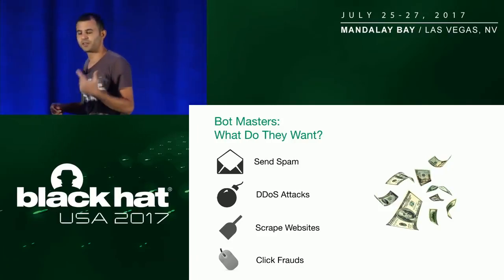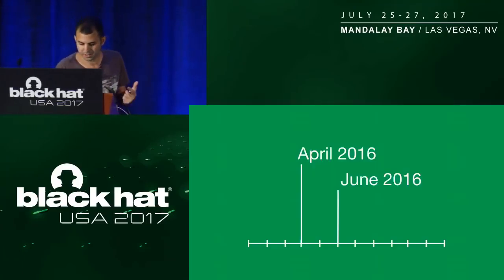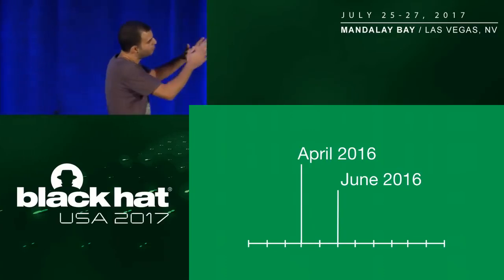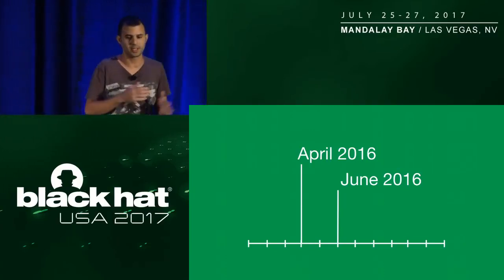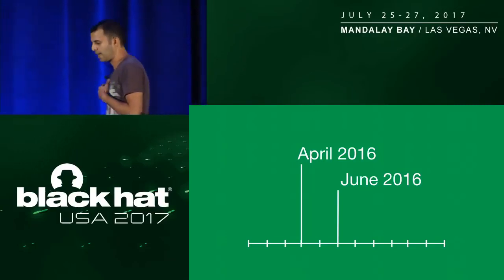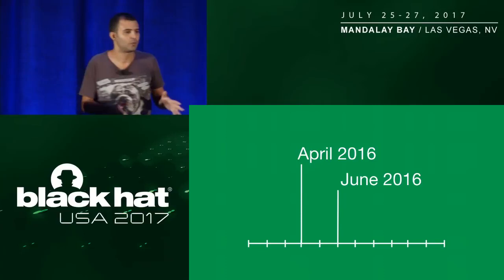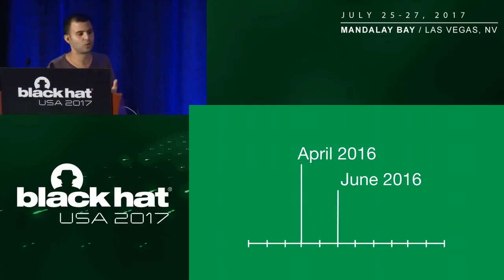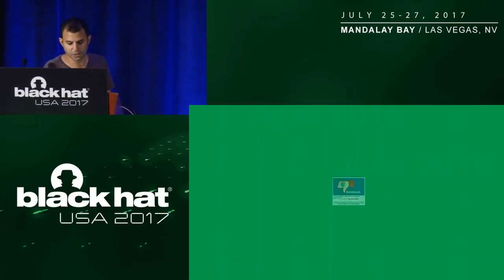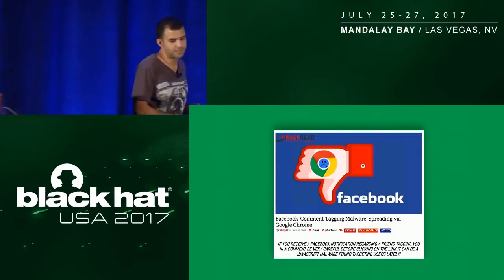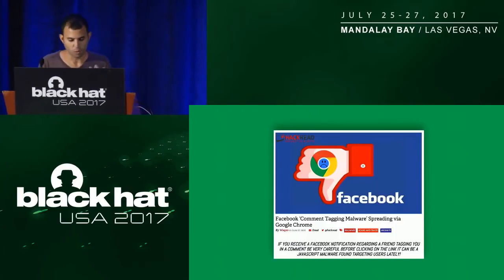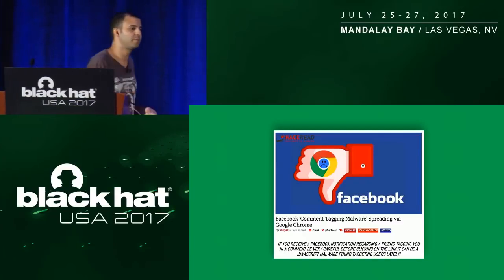And I want to show you another example that happened just 2 months later. June 2016. In April, we struggled with these attackers for a while, and in the end, we blocked them. But 2 months later, a new attack came to our knowledge. It was in the news, and it said that a Facebook comment tagging malware is spreading via Google Chrome. And the warning is, if you receive a Facebook notification regarding a friend tagging you in a comment, be very careful, because it can be malware.